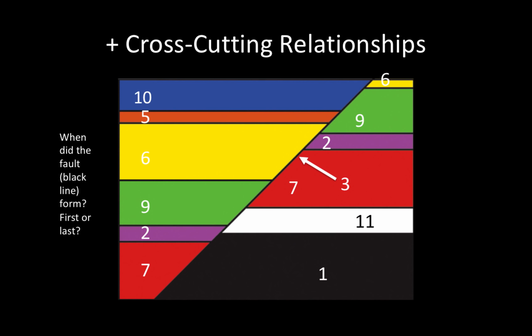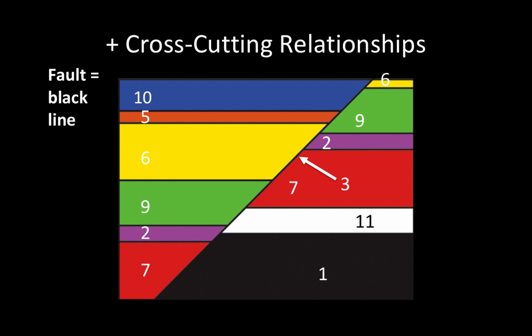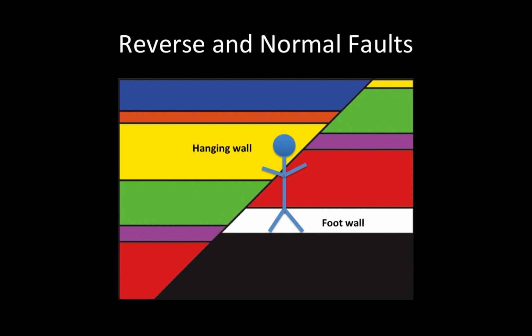Okay, cross-cutting relationships. So when did the fault form? The black line, just like you saw in last week's lectures, first or last? It formed last. Exactly, it cut through all of the layers. All right, now these numbers don't correlate with the stages that they were formed in. These are just random numbers, but you can see that we had 7, 2, 9, 6, 5, 10, and then 3 because the fault cuts through all the layers.